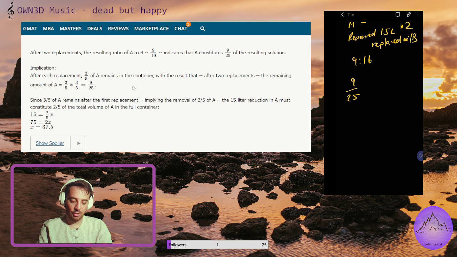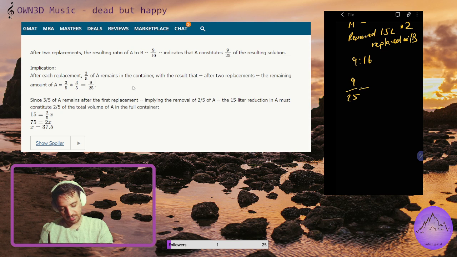Now, if that action of removing 15 liters happened twice, we end up with 9/25 of the original liquid, because we're not replacing it with any of the original, we're replacing it with B. So every time we remove, it's just removing A, and in the second one, it's removing that same kind of ratio, but just of whatever was left of A.